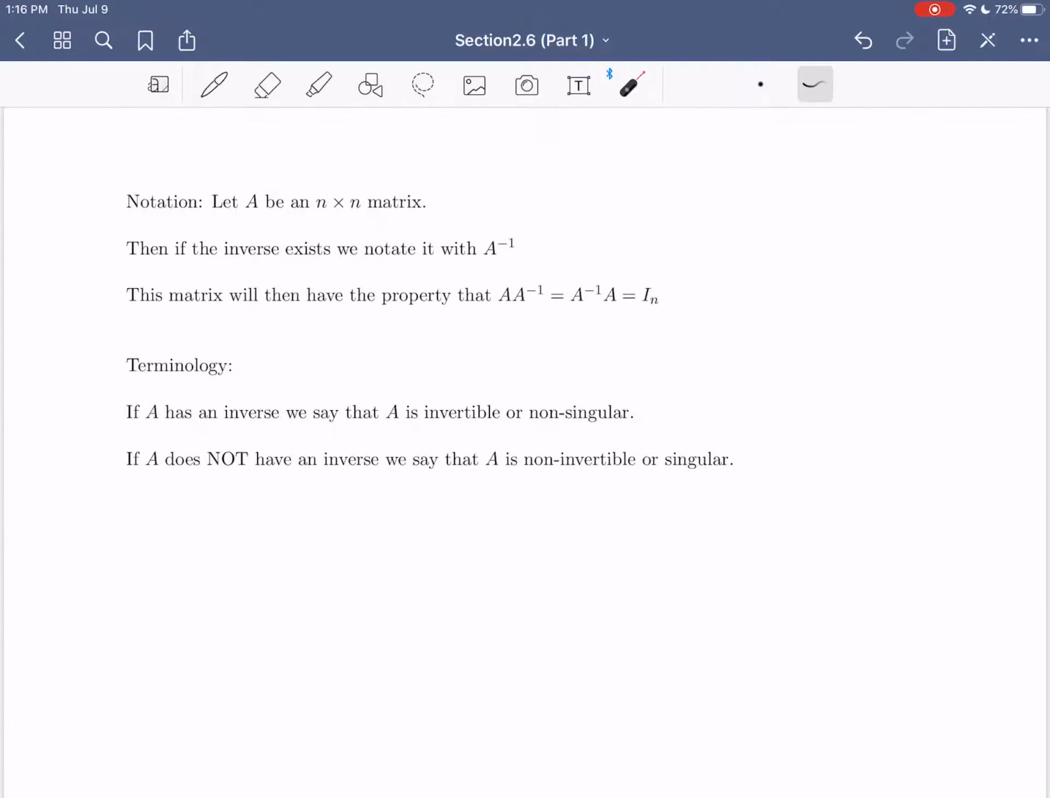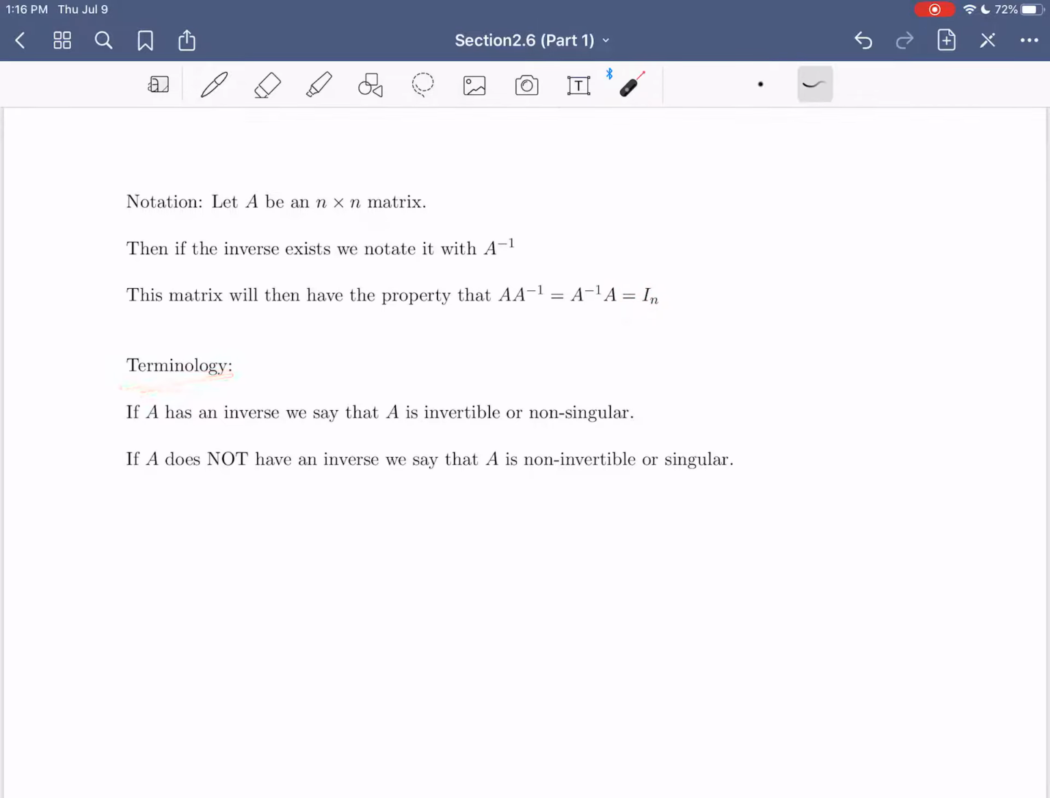So let's introduce a little bit of notation. Now that we know that if the inverse exists, there's only going to be one of them, let A be an n by n square matrix. Then if the inverse exists, we notate it with A to the negative 1. This doesn't mean 1 over A. It's not treated as a negative exponent, this is just our notation for the inverse. Then this matrix will have the property that A times A inverse, or A inverse times A, is equal to the identity. Again, it doesn't matter the order in which you do the multiplication, it's always going to result in the identity matrix.